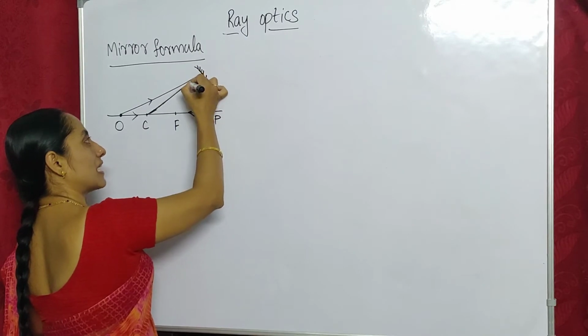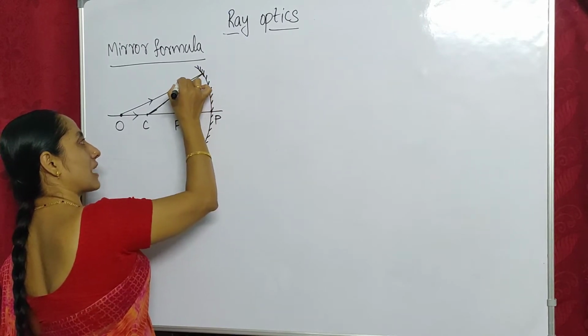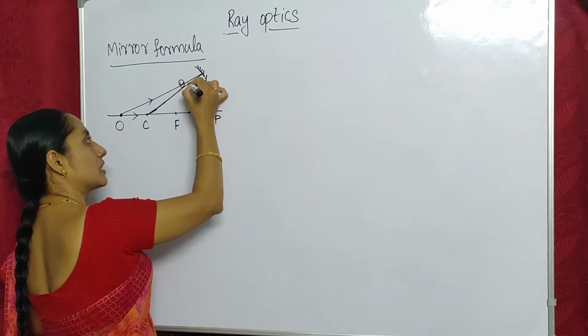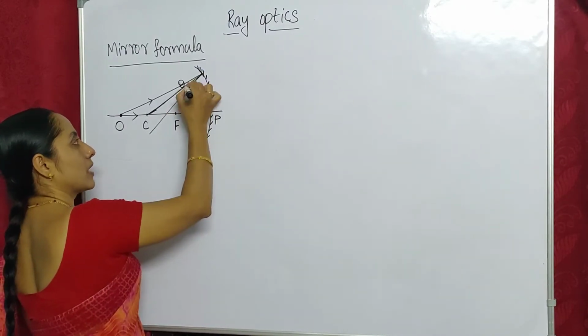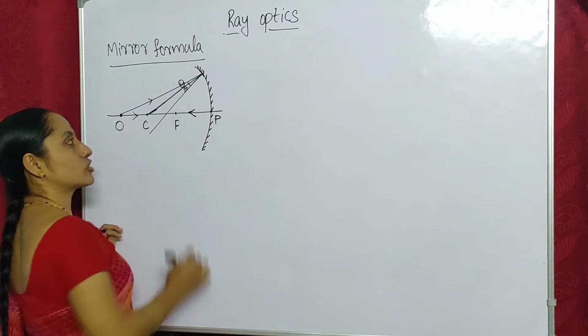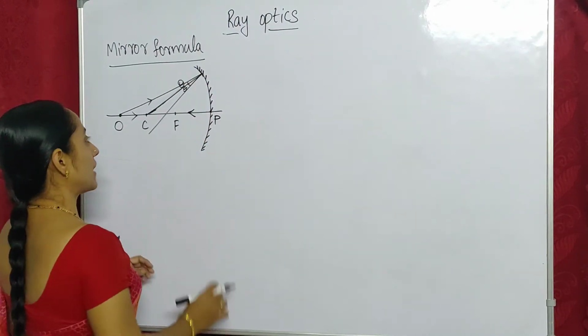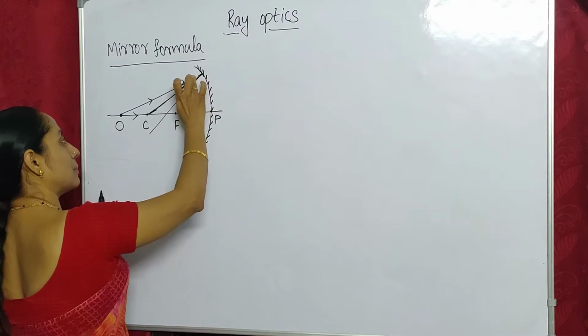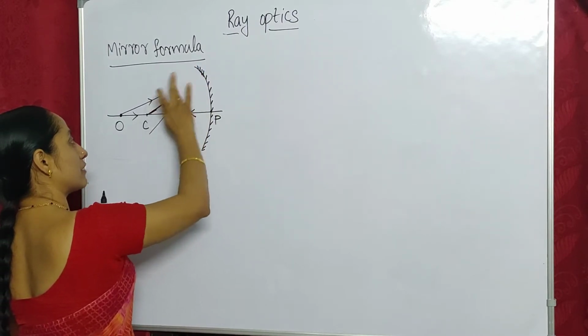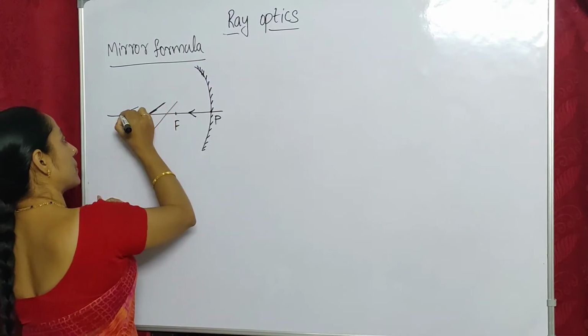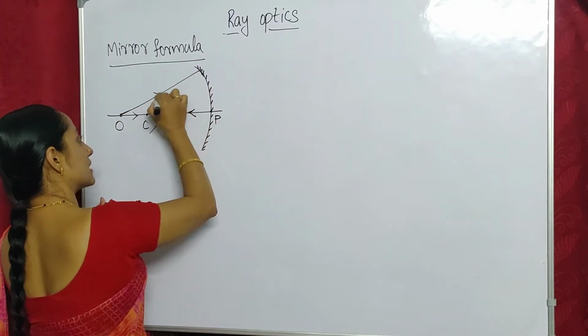Whatever is the angle of incidence, if the angle of incidence is theta, the light ray reflects back with the same angle of reflection. So if this is theta, this is also theta. I will draw a little bit bigger diagram, so that it is more convenient for you to understand. So this is the incident ray.